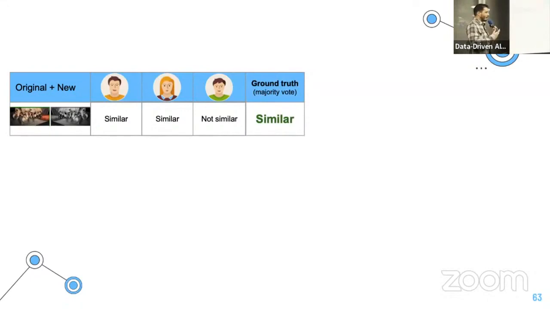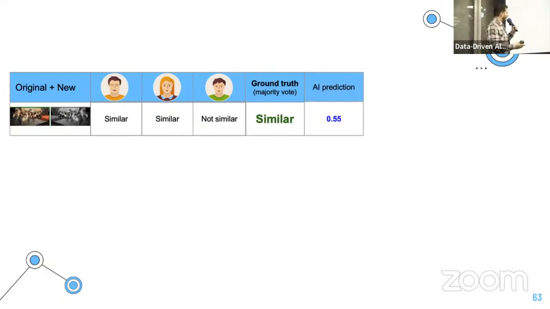But what does the AI model say? The AI model says it's 0.55. Okay, what do we do with this number? We have to pick a threshold, right? If this number is smaller than the threshold, the AI model will say similar. So the first threshold we chose, the random one, was 0.8.